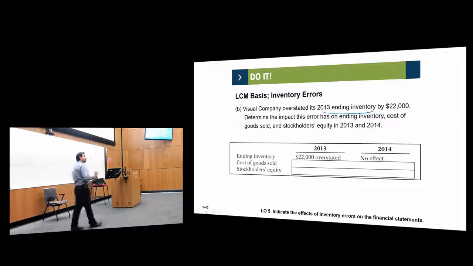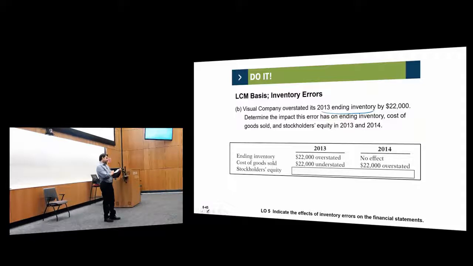So basically, it has no effect because the ending inventory in 2014 depends on what? The actual physical count at the end of 2014. Okay? So unless you make another mistake, which would most likely lead to firing you, but unless you make a second mistake in 2014, you assume that ending inventory will be correct. In this case, at least it has no effect on 2014. What about cost of goods sold in 2013? Understated, so 2014 it will be overstated. The effect will be offsetting each other.